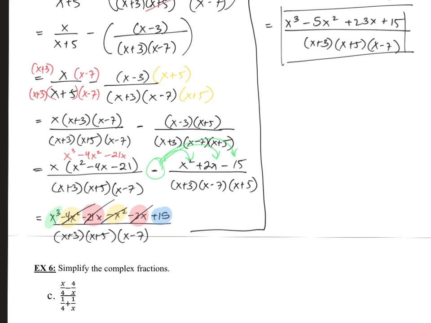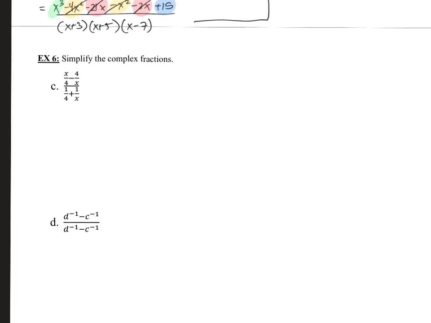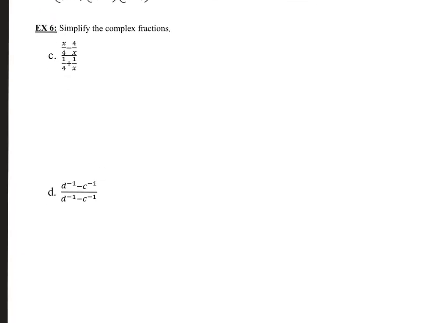All right, so moving along. Example 6, simplify the complex fractions. All right, so complex fraction, what does that mean? Basically, it means a fraction within a fraction, which you can see here. We have the main fraction bar, and in the numerator we have 2 fractions, and in the denominator we have 2 fractions. And we don't like complex fractions, so our goal is to always get rid of complex fractions.